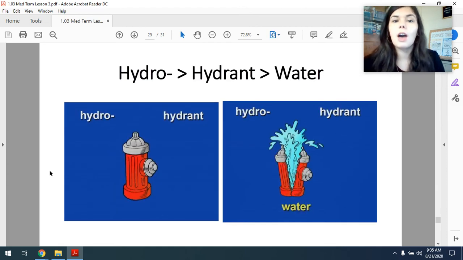And then last, we have hydro, and that makes us think of a fire hydrant. And we know that what comes out of fire hydrants, you guessed it, water. So hydro, hydrant, water.